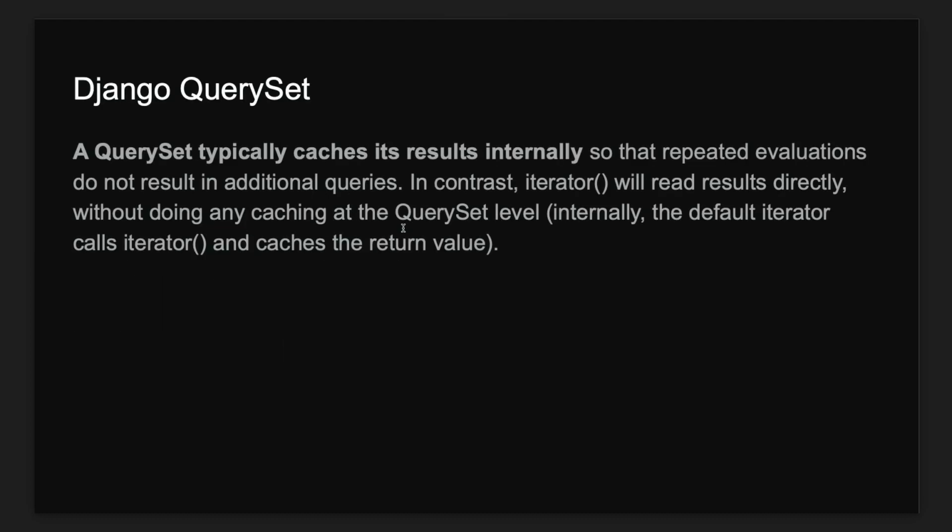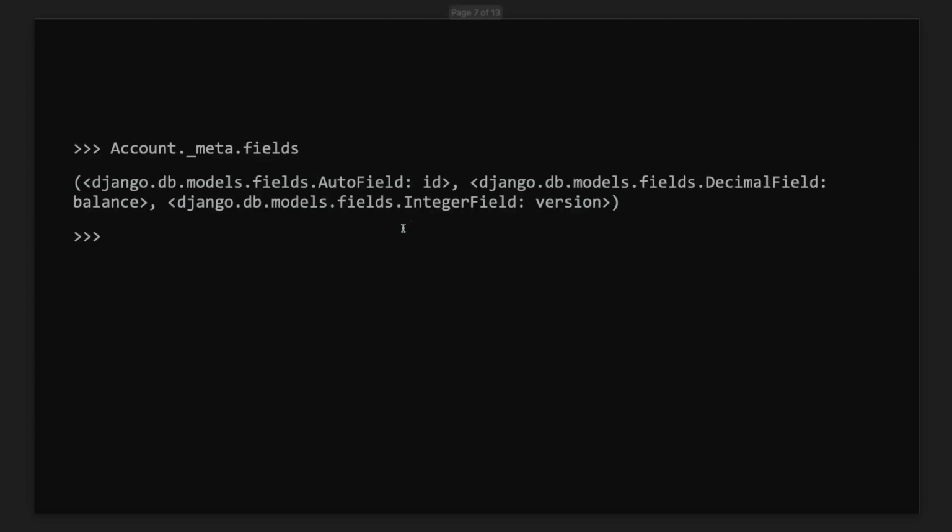So what about Django? Well, the QuerySet made a decision that it will cache the result internally. If you do not want to do that, you have to use this .iterator(). So how does GC interact with this QuerySet? Here I have a simple model. It's just 3 fields, like AutoField, DecimalField, and integer, nothing fancy.